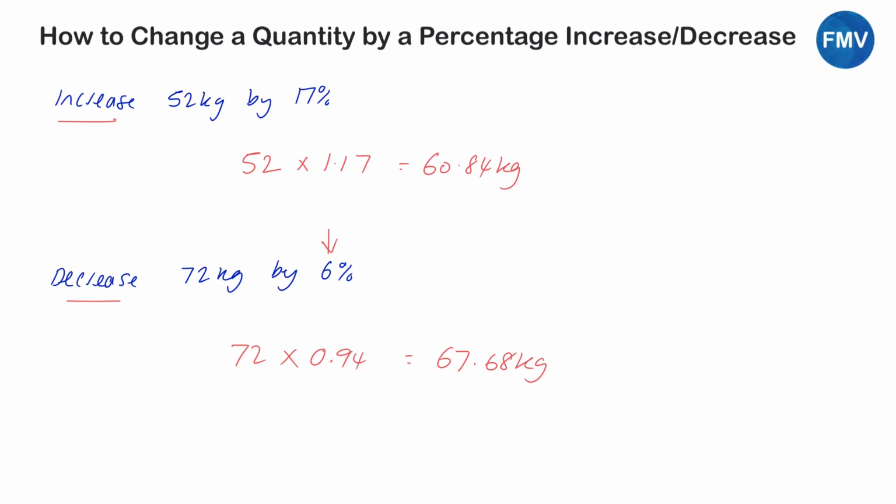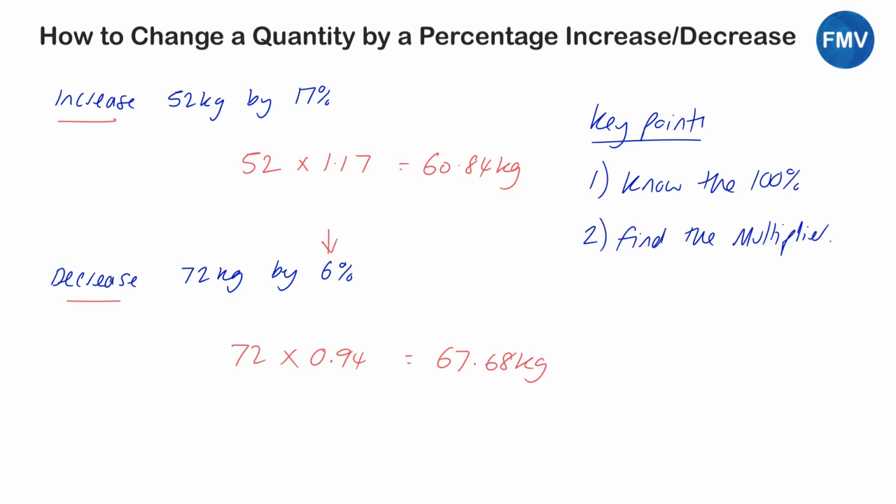Just a real quick recap. So the first one is to know which quantity is 100%. And the second one is to find and use the multiplier.